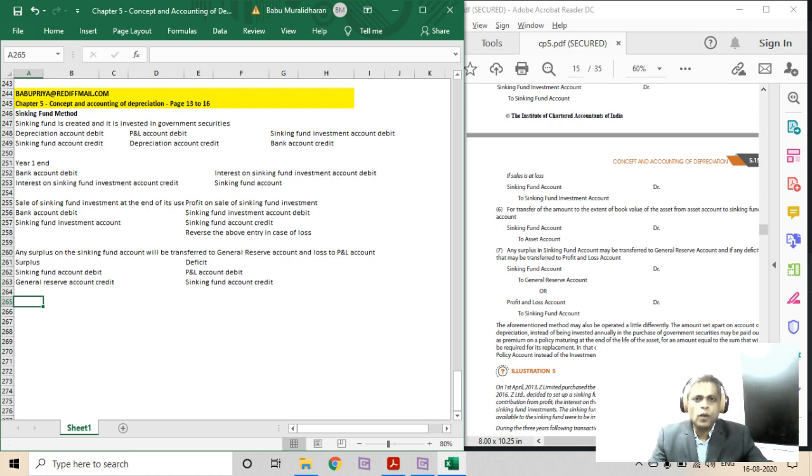Anyway, we'll have a couple of illustrations to solve, which we will do in the next class. But I just require the students to understand how this works and get the concept clearly understood.